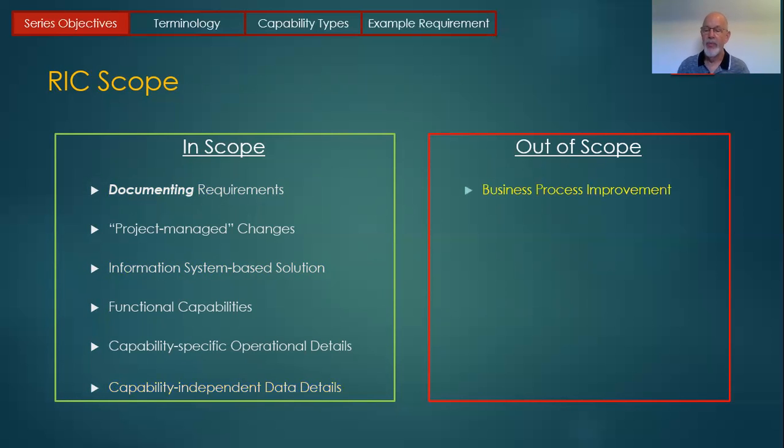What's out of scope, what I won't be addressing, what I can't help you with, I can't solve all of everyone's problems, wish I could. Business process improvement. So that's a business problem at times. We have a process that's broken or it can be improved. That's really not a requirements problem. That's getting the process fixed before you look at solutions.